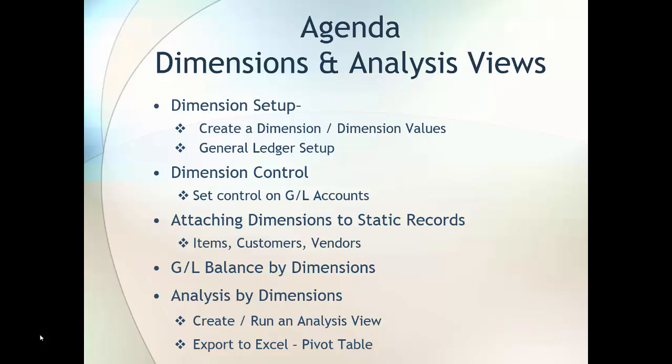We will then, from a chart of accounts point of view, look at something called balance by dimensions, and here we will be able to see from what are called our global dimensions a different view of our chart of accounts. For dimensions that are not these global dimensions, we will then have a look at the analysis by dimensions, where we will create an analysis view and run that view, and then finally we will export it to Excel and automatically create our pivot table.